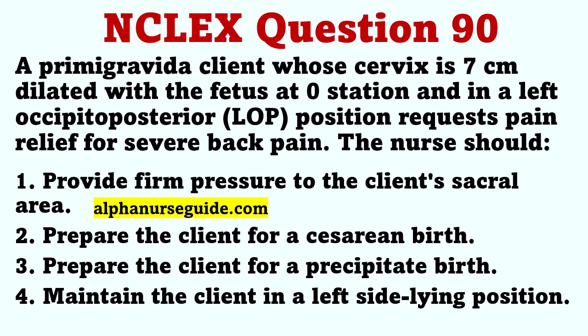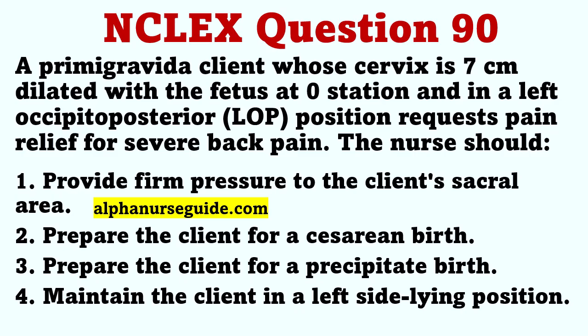A prima gravida client whose cervix is 7 centimeters dilated with a fetus at 0 station and in a left occipital-posterior position requests pain relief for severe back pain. The nurse should 1. Provide firm pressure to the client's sacral area. 2. Prepare the client for a cesarean birth. 3. Prepare the client for a precipitate birth. 4. Maintain the client in a left sidelying position.